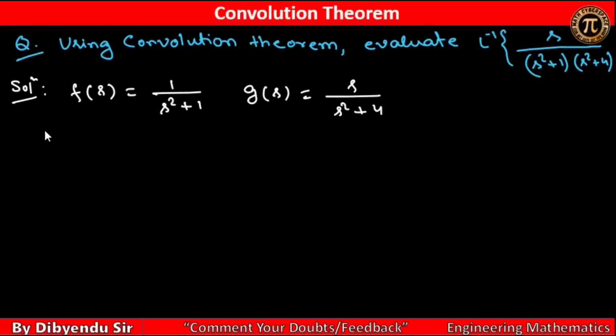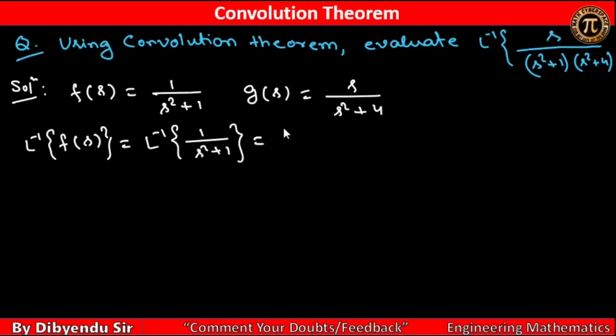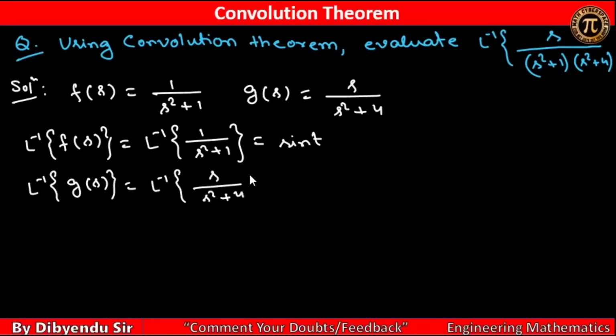Okay, so first find f(t), that means Laplace inverse of F(s). This is equal to Laplace inverse of 1 by s square plus 1. So this is equal to sine t. Similarly, Laplace inverse of G(s) is equal to Laplace inverse of s by s square plus 4. So you are getting cos 2t.